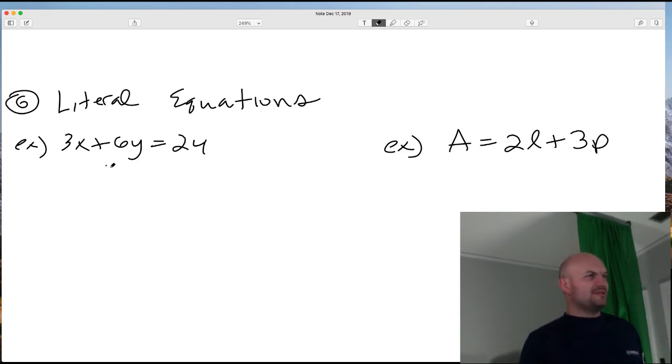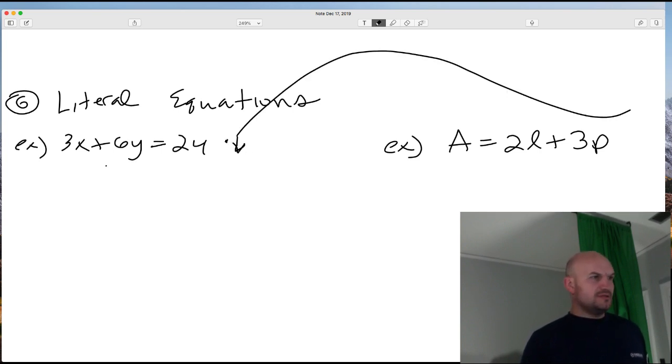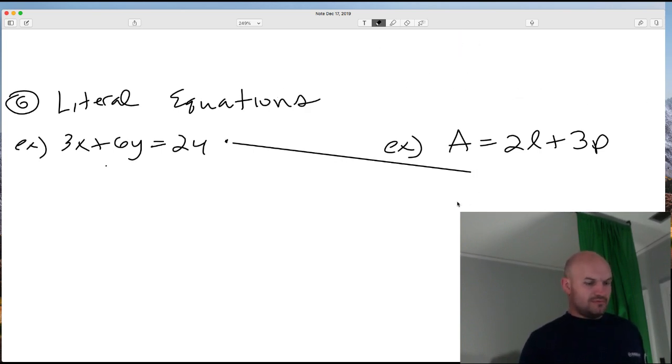And I guess maybe what I'll do in this one is solve for y. And this one, let's go ahead and solve for p.